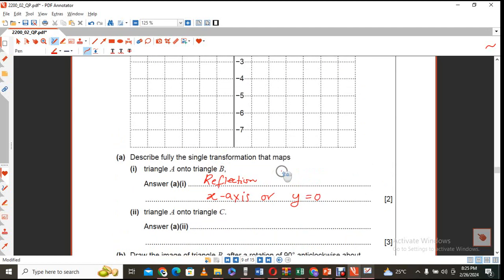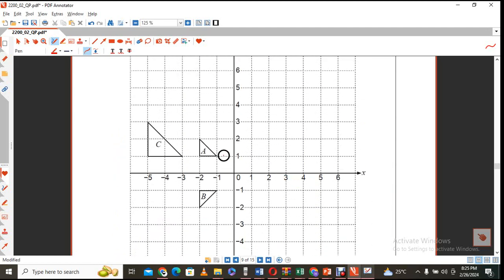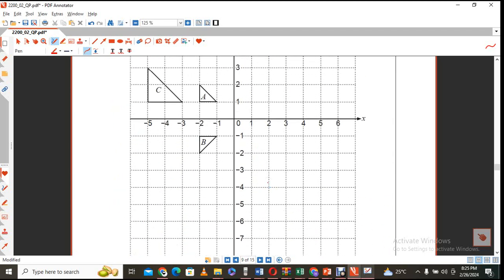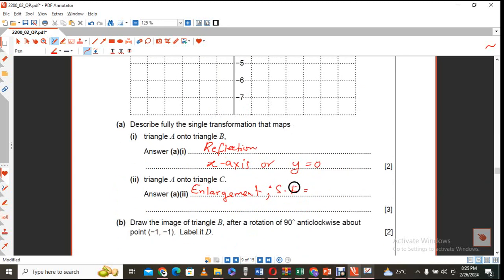Triangle A onto C, the single transformation that moves A onto C, so you can see small to big, so that's an enlargement. So that's 3 marks. So for writing enlargement, that is 1 mark. So we need a scale factor. So you can take any part and you divide horizontal distances or vertical distances. So I will be taking, for example, this distance of 2 divided by 1. So then you know the scale factor is equal to 2. Alright. So the next thing is we need the center of enlargement.